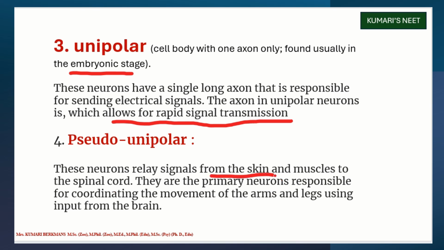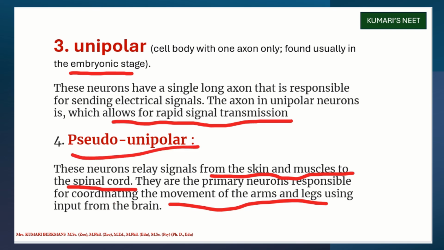they pass messages from the skin and muscle to the spinal cord. Keep in mind and make a note. Pseudo unipolar neurons receive signals from the skin and muscles and send the message to the spinal cord. So it helps in the movement of the arms and legs, as per the signal coming from the brain. Now come to the unipolar, which is present in the embryonic stage, and sends signals faster than the other neurons.